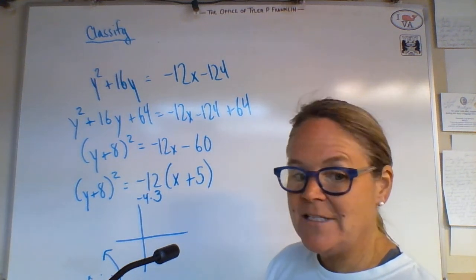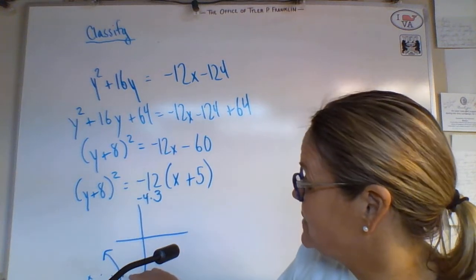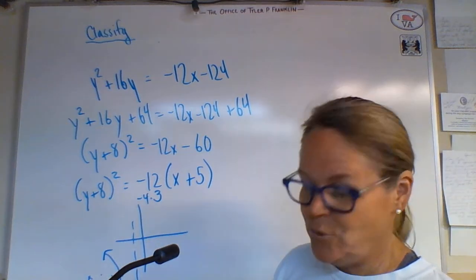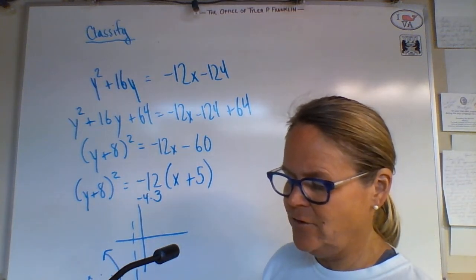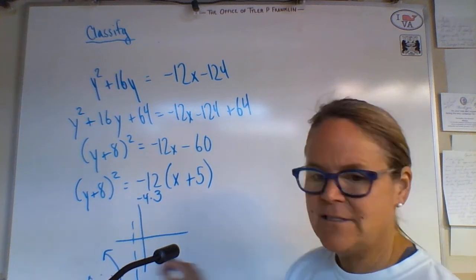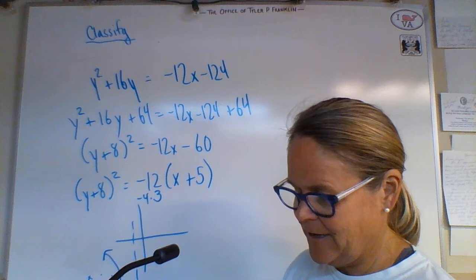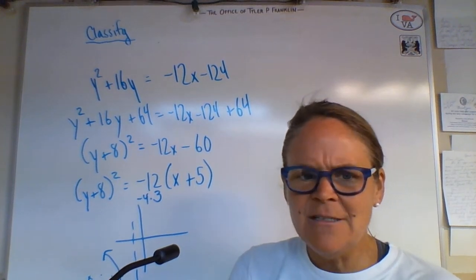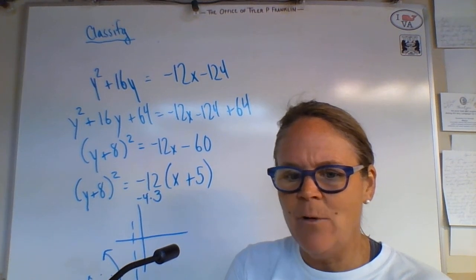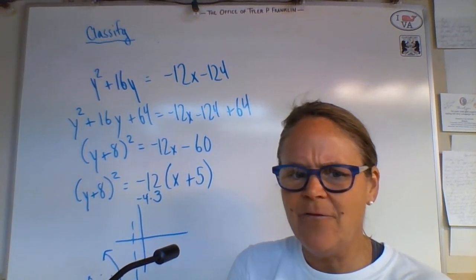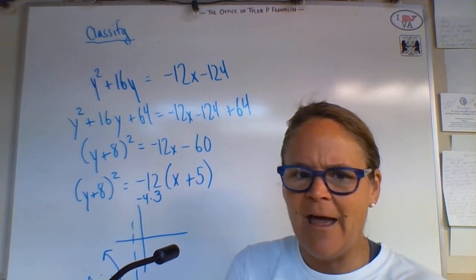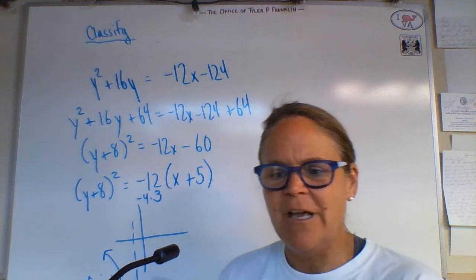My directrix is that line that's 3 spots away, which would be x equals -2. And then your axis of symmetry, the thing that splits that in half, is y equals -8. So that is classifying. Again, do the questions, and I will answer some questions. Be careful with the signs, I would say. Those are mistakes. And don't forget, whatever you do to the left, you have to do to the right.